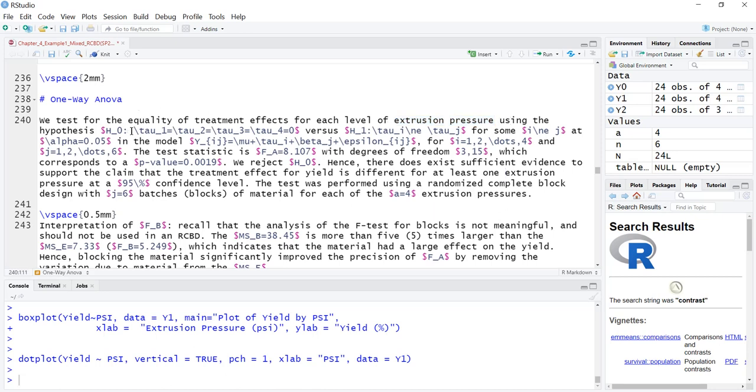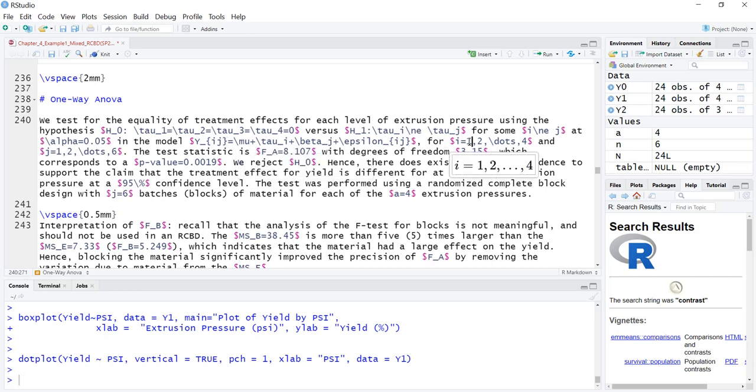And then we have our hypothesis. I have the treatment effects in here equal to 0 for you, and tau i not equal to tau j for some i not equal to j, at alpha equals 0.05 in the model. And I've given you the proper model here for the RCBD, randomized complete block design: mu plus tau i plus beta j plus epsilon ij.